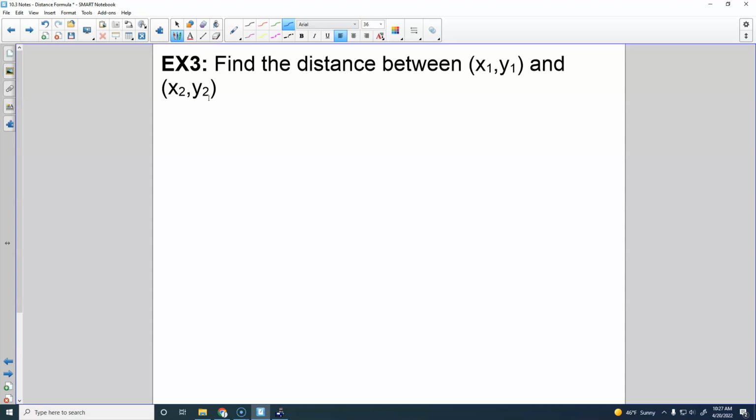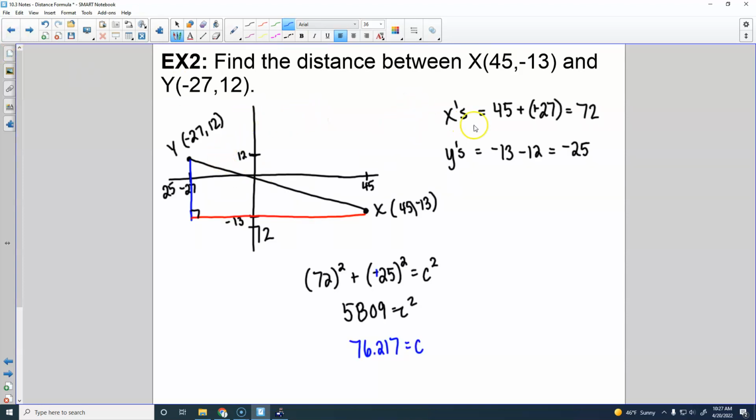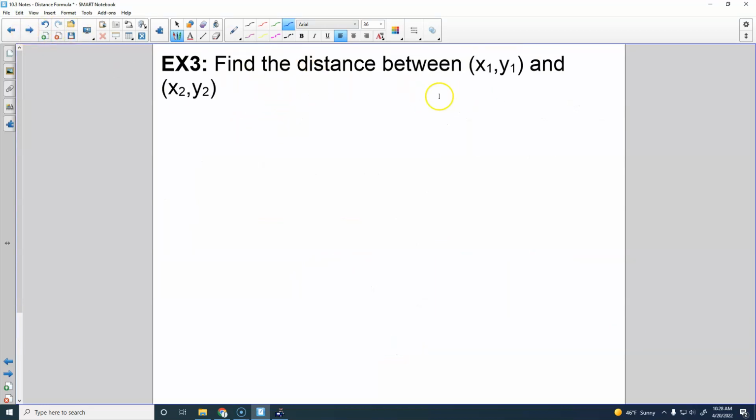This involves 2 completely unknown points. We don't have numbers here. So, let's think about what we just did, right? Here, to find the distance between our horizontal side of our triangle, we subtracted our x's. For our y's, we subtracted our y's. And then we took these 2 numbers and we put them into the Pythagorean theorem. Right? So since we can't really graph this and since we can't really get a number answer for this, let's use that same strategy that we just used.